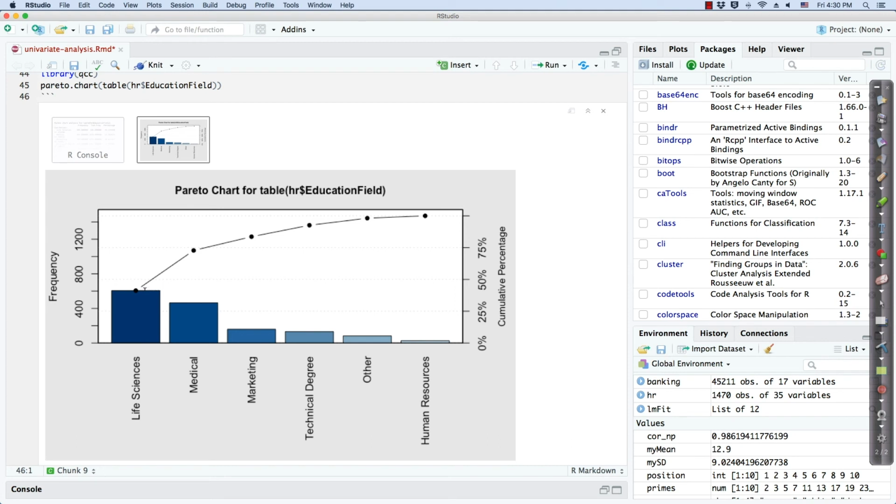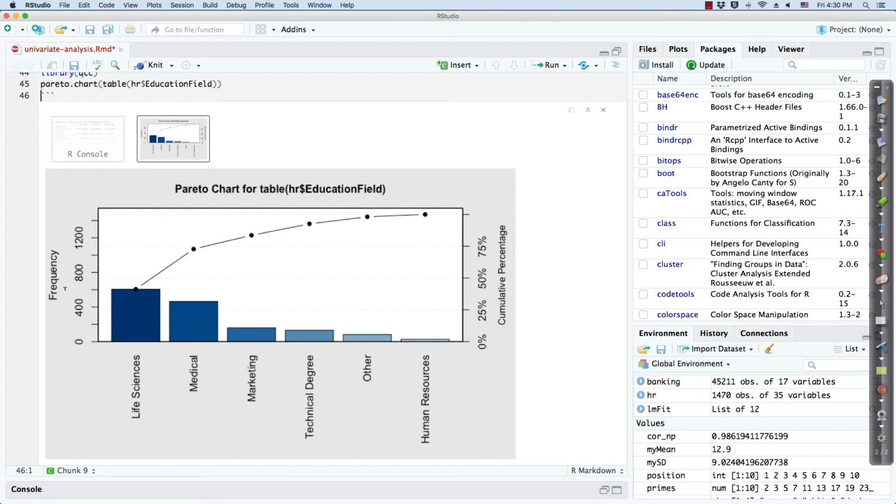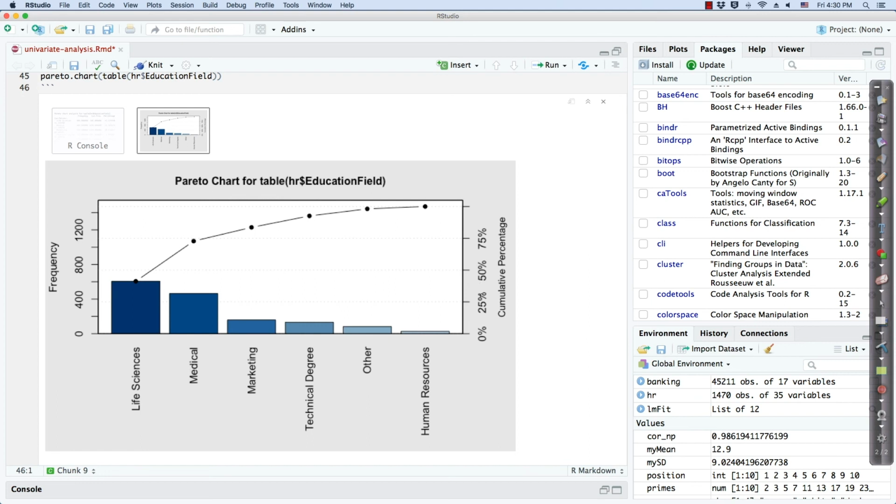Along with this, we also have a line chart which represents the cumulative percentage. For example, life sciences alone has contributed 33 percent, life sciences plus medical is contributing around 75 percent of the frequency. Likewise, we can just keep adding each category and see how much the percentage has increased. This is a cumulative percentage graph in the form of a line chart. So, in a single chart we have multiple information. On the left we have the absolute frequency, on the right we have the percentage of the frequencies, and inside this we have a bar chart as well as a line chart.